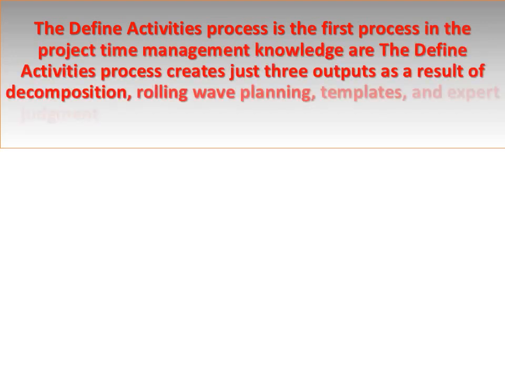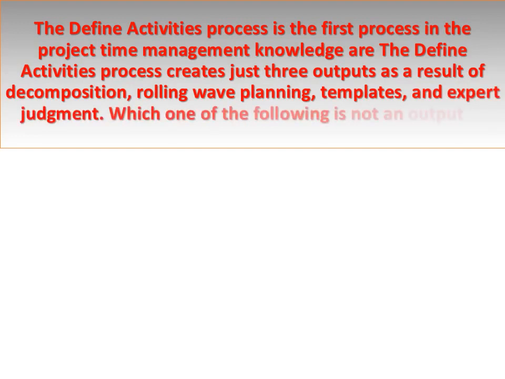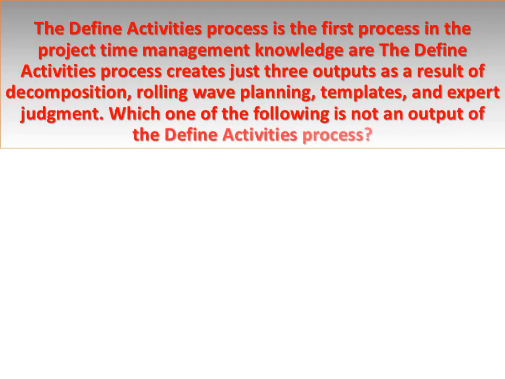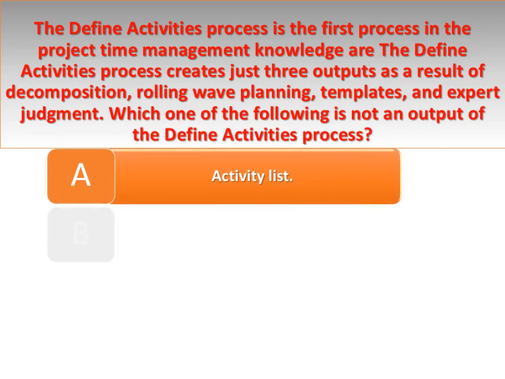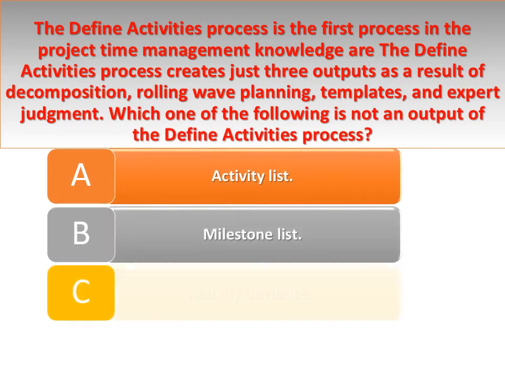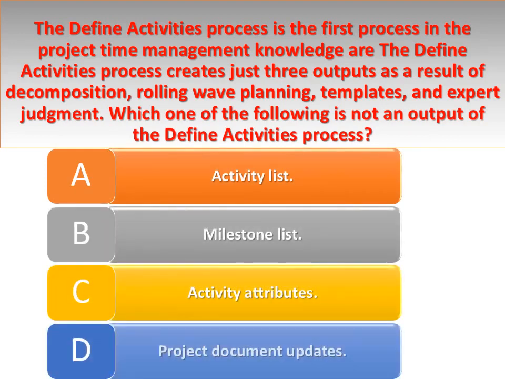Question number 5. The define activities process is the first process in the project time management knowledge area. The define activities process creates just three outputs as a result of decomposition, rolling wave planning, and expert judgment. Which one of the following is not an output of the define activities process? A. Activity list. B. Milestone list. C. Activity attributes. D. Project document updates.